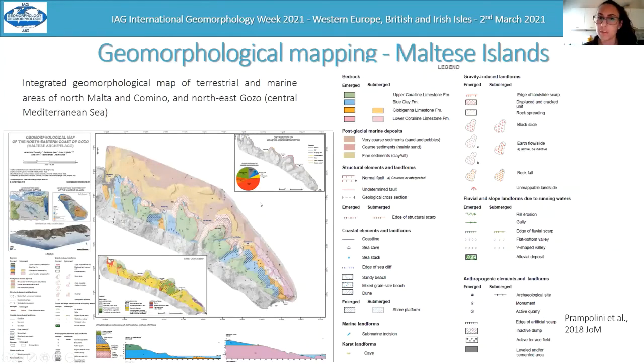Here, the main challenge was building a geomorphological legend that could highlight the emerged and submerged features. So here we adopted the guidelines of the Italian Geological Survey for the terrestrial part of the geomorphology, and we decided to apply the same symbology, but with lighter colors for the submerged features, in order to give also a visualization of emerged and submerged areas of the study areas.